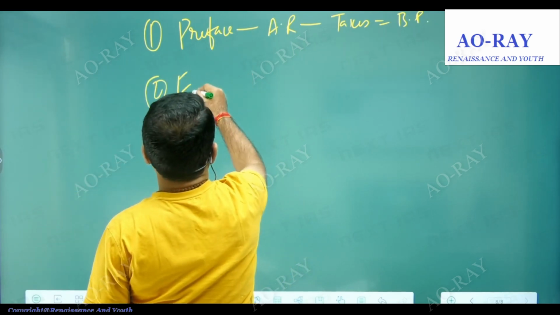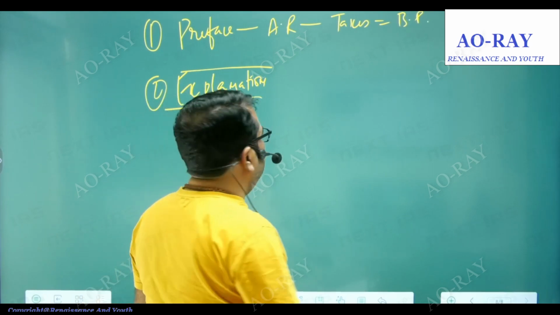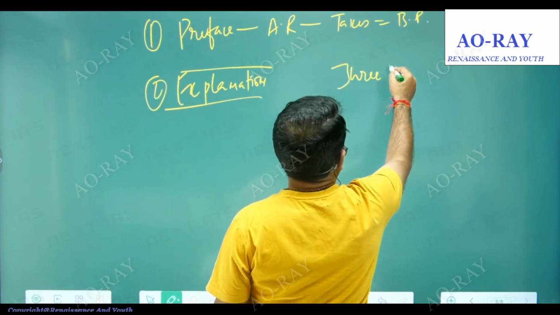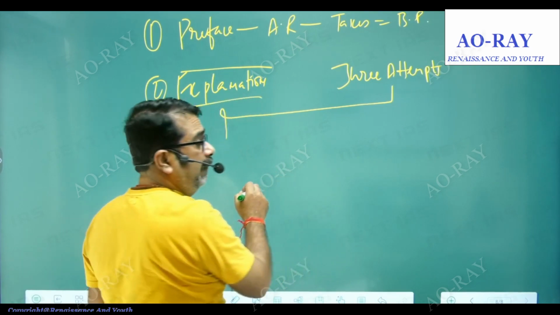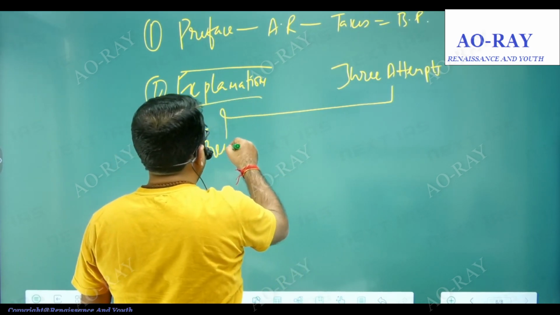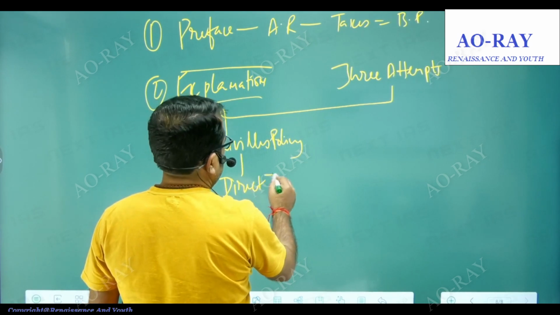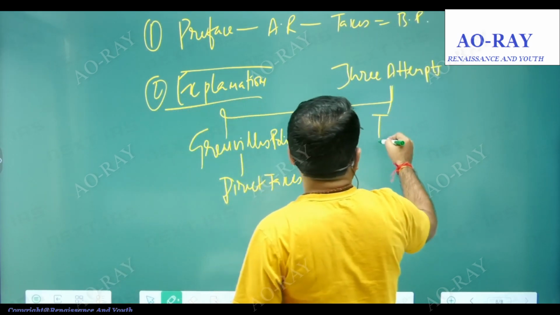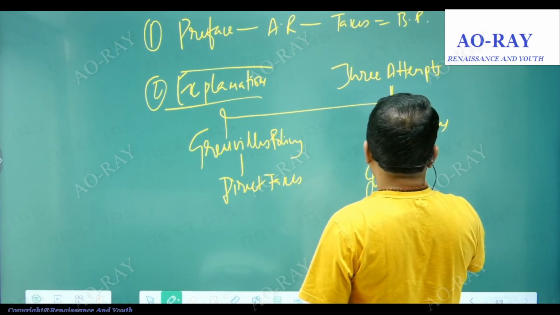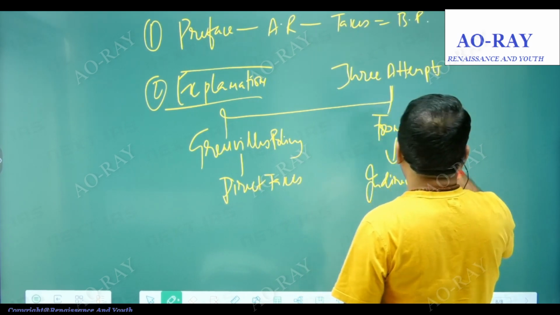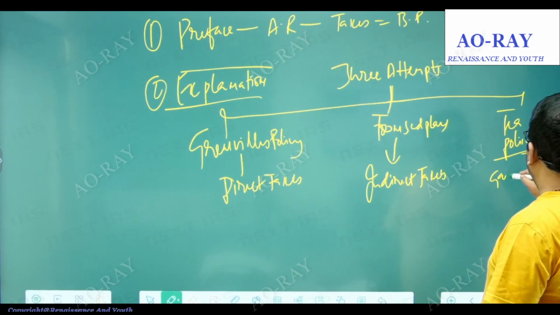Explanation. The three attempts to take out the taxes. First one, Grenville's policy. This was the attempt to take out direct taxes. Townshend plan, the attempt for indirect taxes by regulating the import duties. Tea policy, the game plan to collect the taxes.